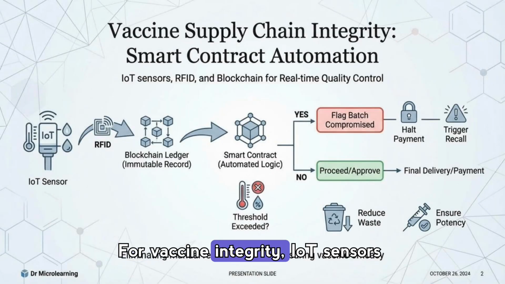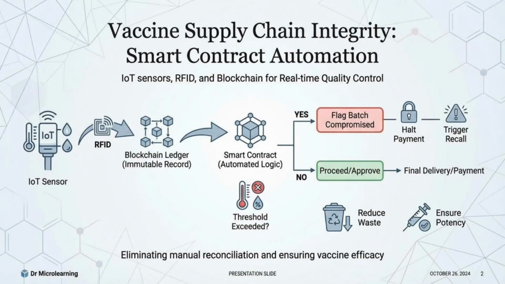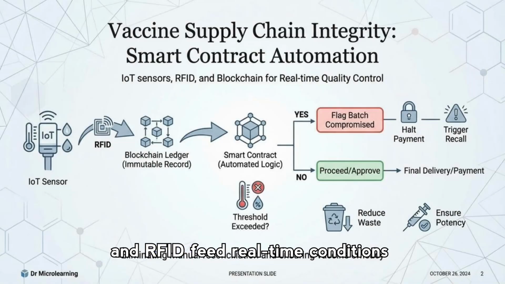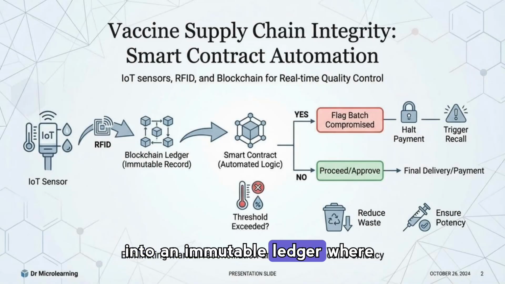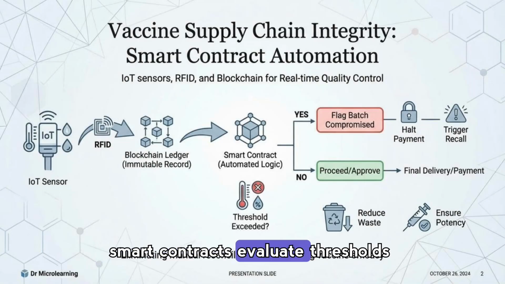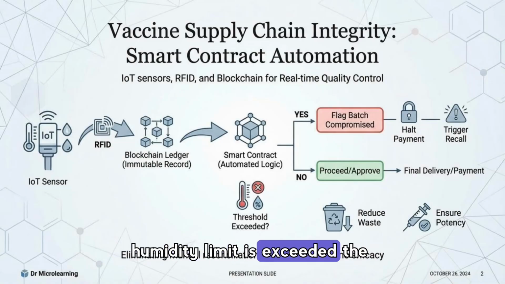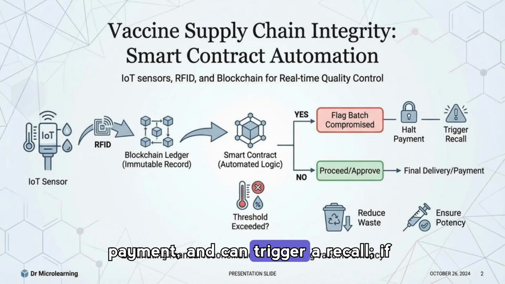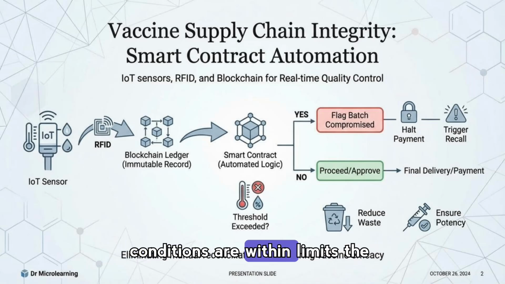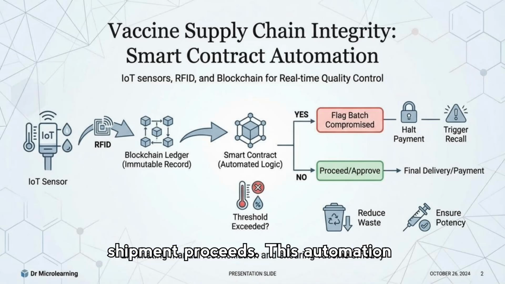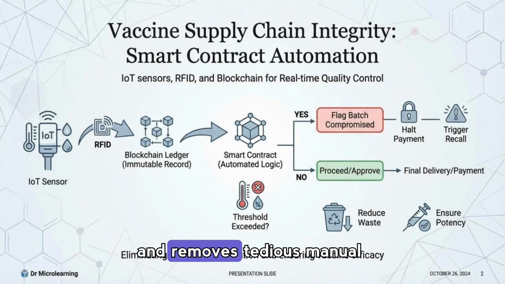For vaccine integrity, IoT sensors and RFID feed real-time conditions into an immutable ledger where smart contracts evaluate thresholds automatically. If a temperature or humidity limit is exceeded, the contract flags the batch, halts payment, and can trigger a recall. If conditions are within limits, the shipment proceeds. This automation reduces waste, protects potency, and removes tedious manual reconciliation steps.